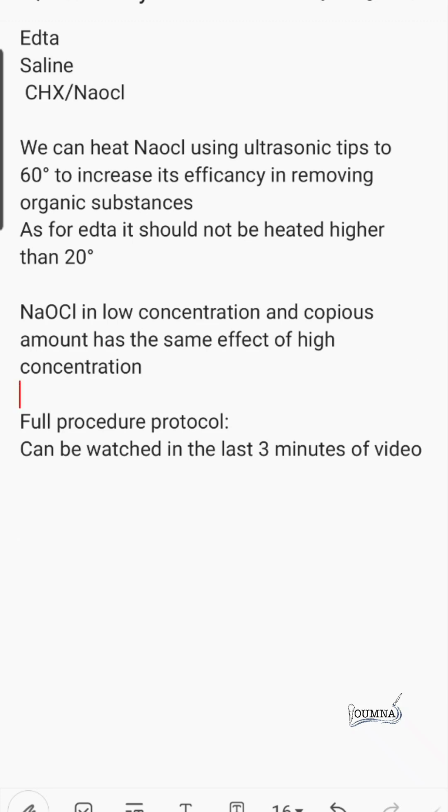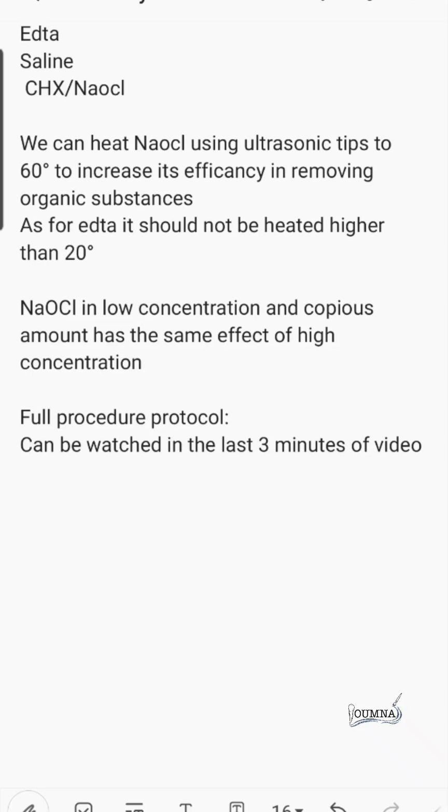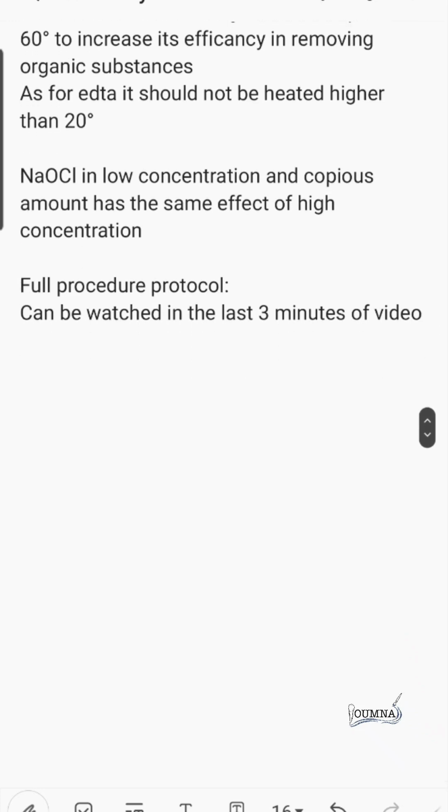Hypochlorite in low concentration and copious amount has the same effect as using it with high concentration. So to be more conservative, we must use it in low concentration and a lot of quantity. The full procedure protocol, starting from reading the radiograph until doing the restoration, is discussed in the last 3 minutes of the video you are watching now.